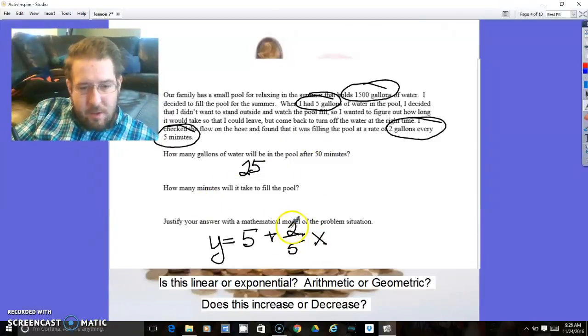50 times 2 is 100. 100 divided by 5 is 20. That's how I'm doing it. Or you can use a calculator. How many minutes will it take to fill the pool? All right, so this one, I'm going to put 1,500 in for the pool.